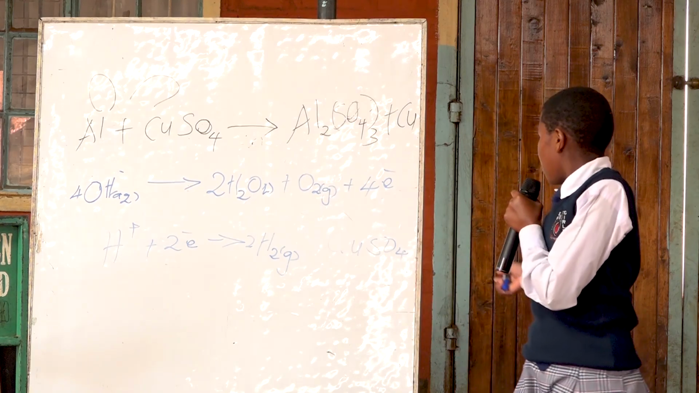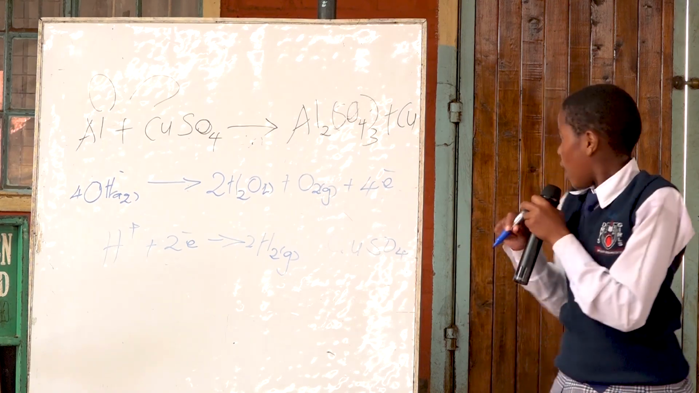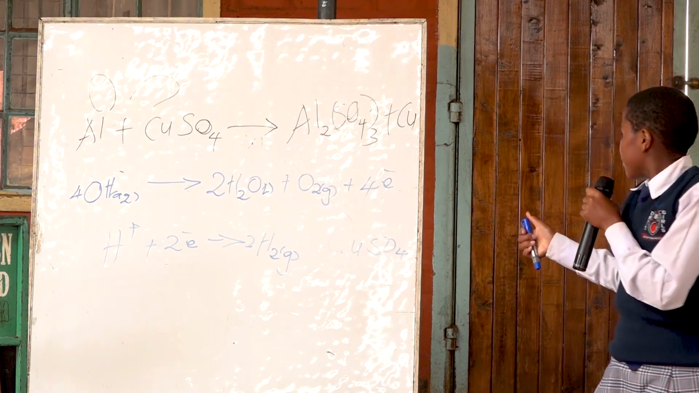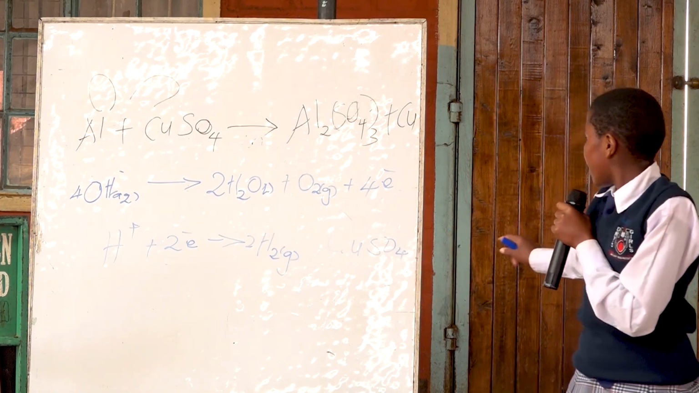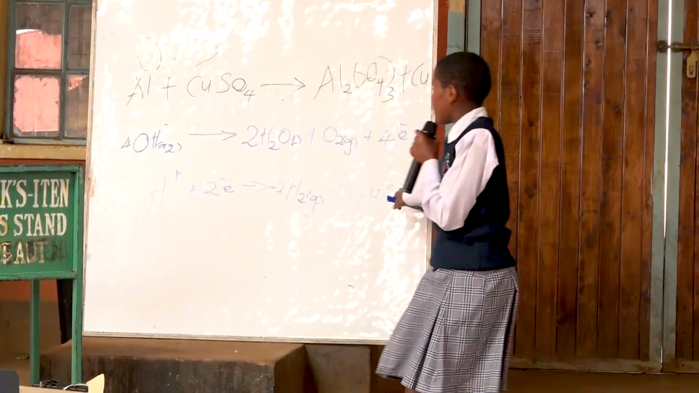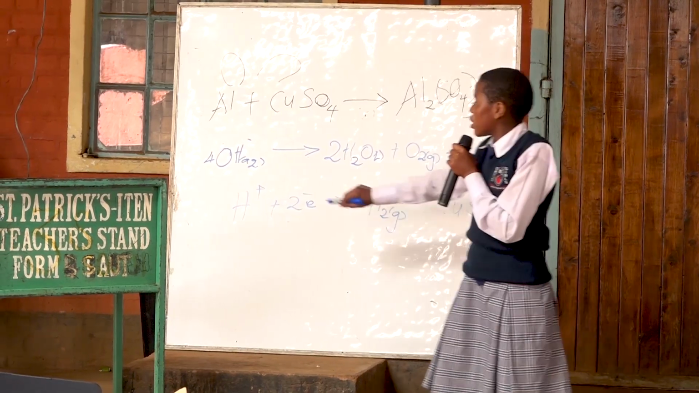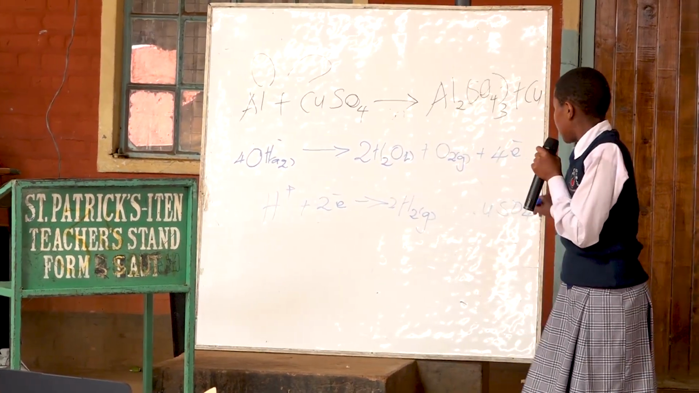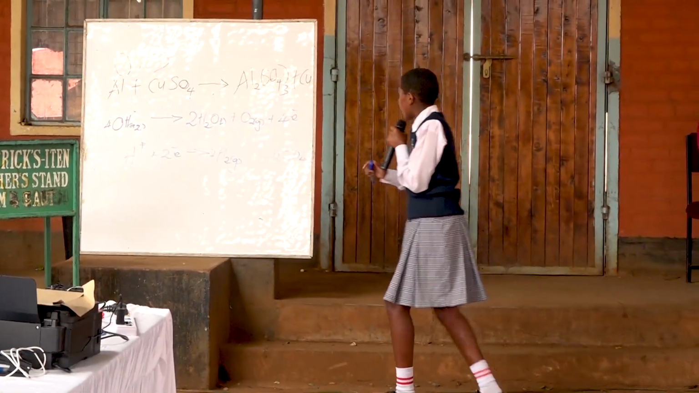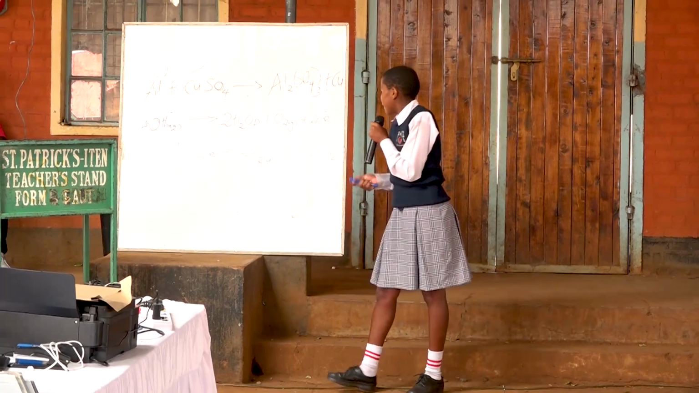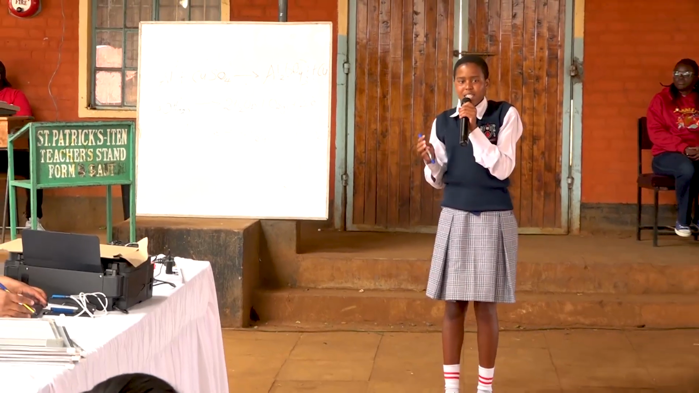The copper ions, which are positively charged, as well as the hydrogen ions, will move towards the cathode. Then the sulfate ions as well as the hydroxide ions will move to the anode. For the sulfate ions and the hydroxide ions, the hydroxide ions will be preferentially discharged, and the equation will still remain the same. In the case of the cathode, with the copper ions as well as the hydrogen ions, we find that hydrogen ions will be preferentially discharged.